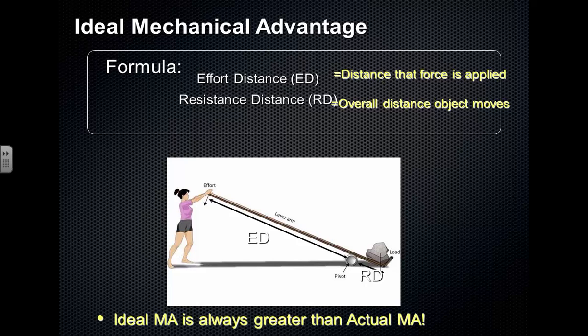So the key thing to know is that ideal mechanical advantage always is greater than the actual mechanical advantage. Because again, this doesn't take friction into account at all, even though there is some friction involved when using this simple machine.